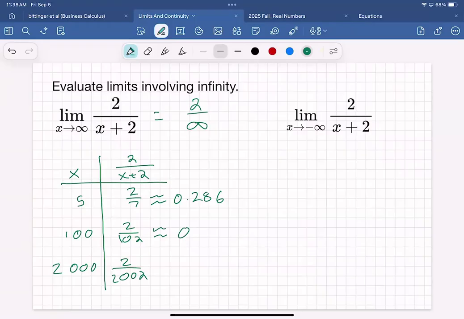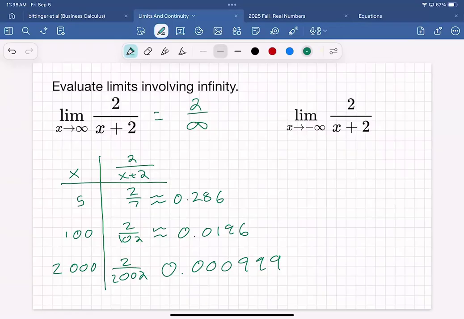The 2 over 102 is 0.0196. And the 2 over 2002 looks something like that. Make sure I do my scientific notation correctly. So the x value is getting bigger, right? What's happening to our output? Decreasing, right? With that said, will it ever become negative?